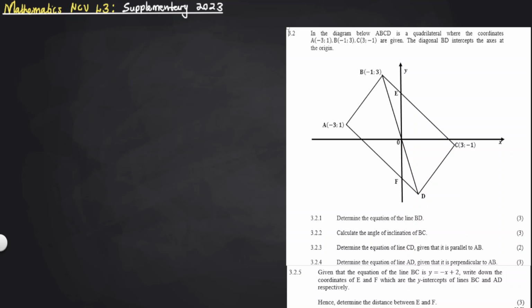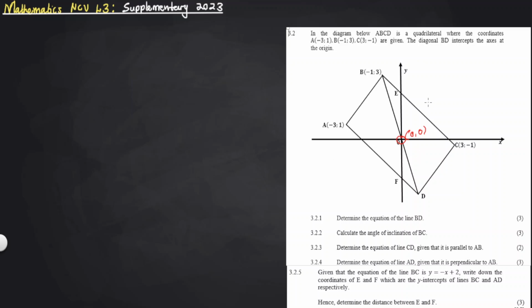I need red, not white. Right here, this is the origin. So the coordinates, we know that they are 0 and 0 at the origin. So this is the shape. It's a quadrilateral. We actually don't know what this quad is.